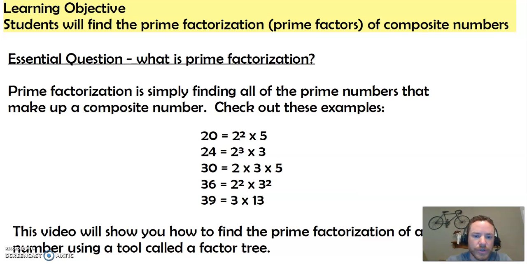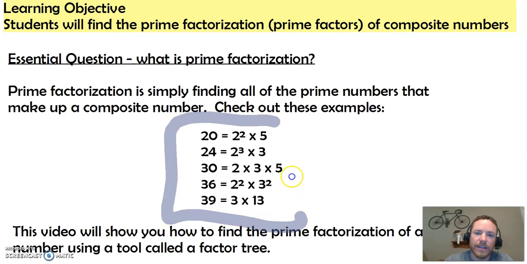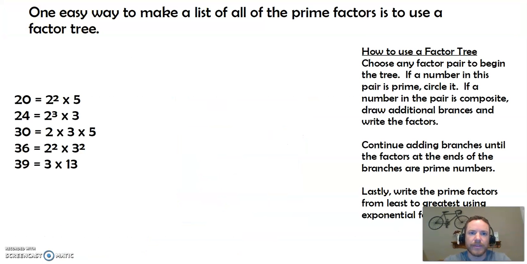This video will show you how to find the prime factorization of a composite number using a tool called a factor tree. These were the answers. On the next slide I'm going to show you how to get them. One easy way to make a list of all the prime factors is to use a factor tree. On the right here we have some text that tells us how to use a factor tree. We're going to read that, highlight the important stuff, and then I'll show you how.